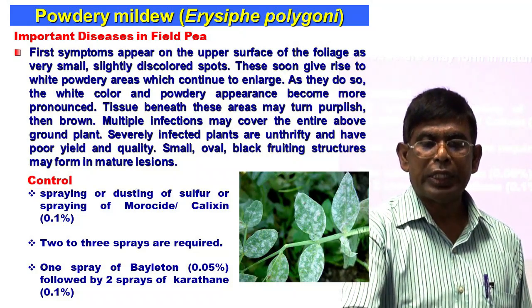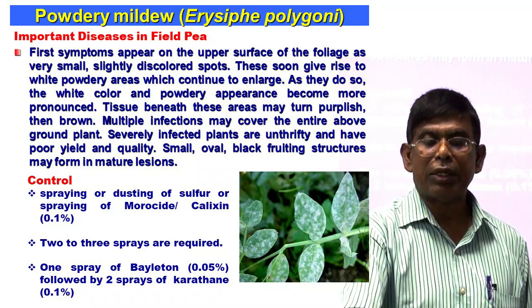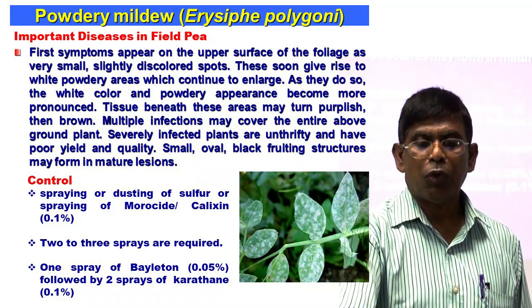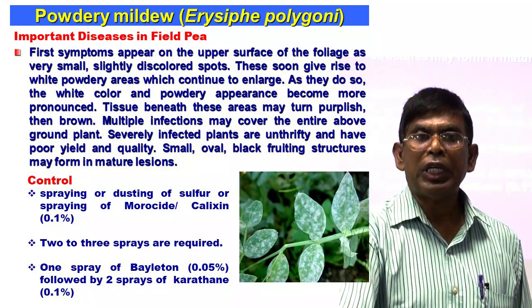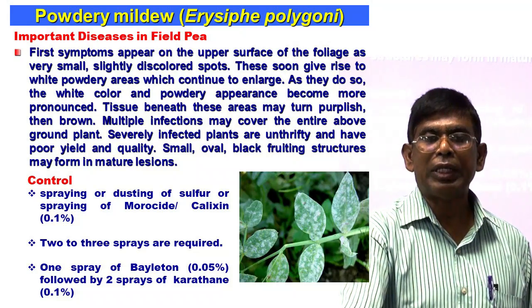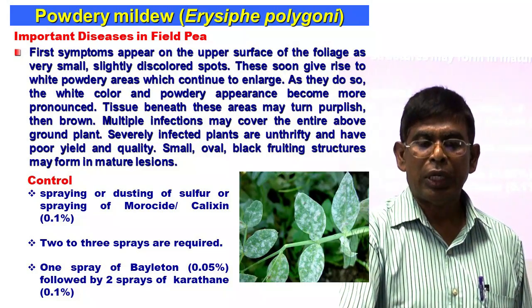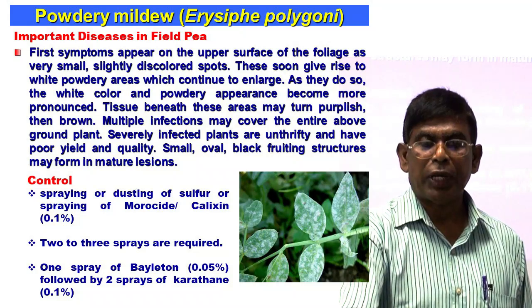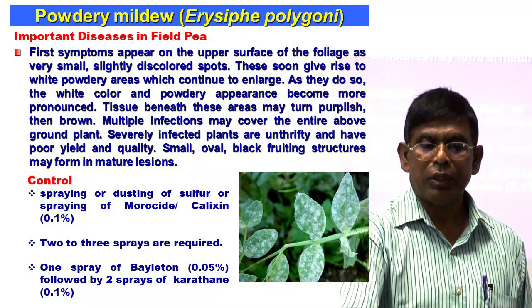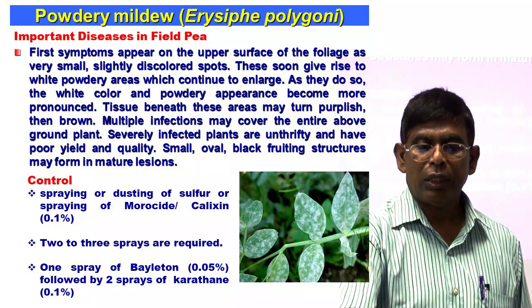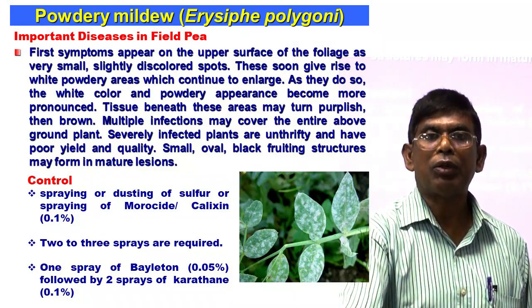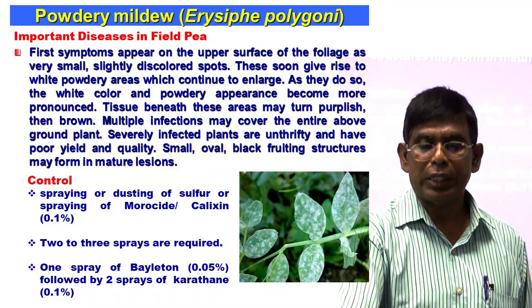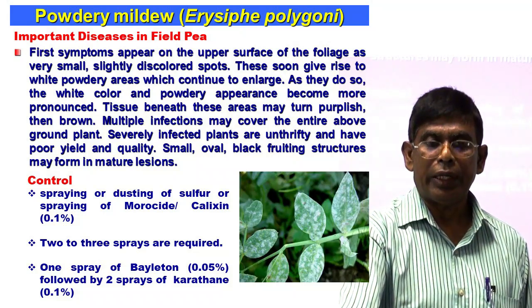You can control this disease by spraying or dusting of sulfur, or spraying of Morocide or Calixin at the rate of 0.1%. A single application is not effective for controlling powdery mildew disease. You have to go for 2 or 3 sprays as prophylactic measures. One spray of Bayleton 0.05% followed by 2 sprays of Karathane 0.1% can check this disease and improve the yield.